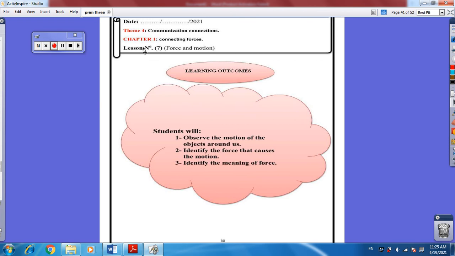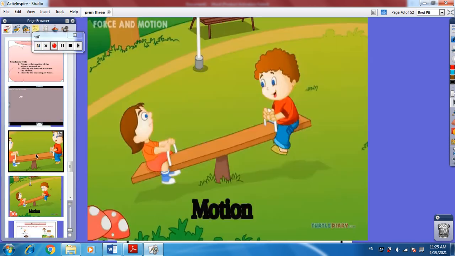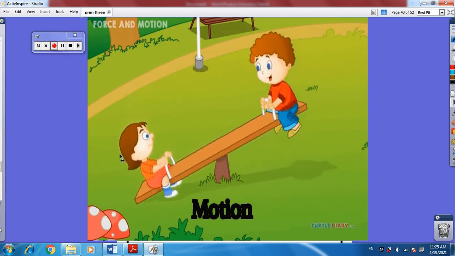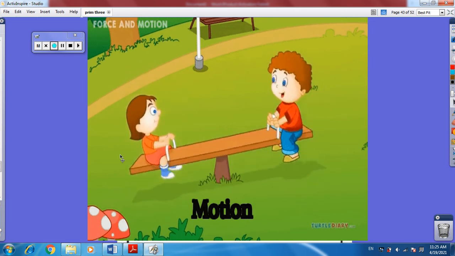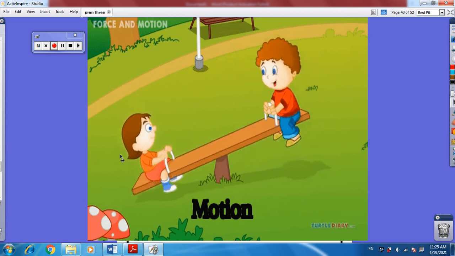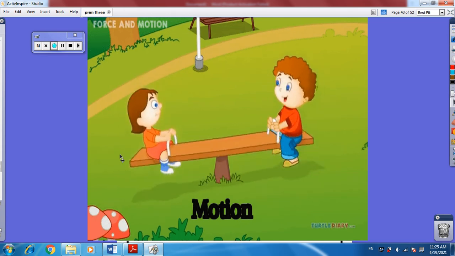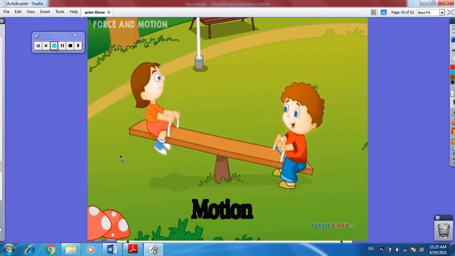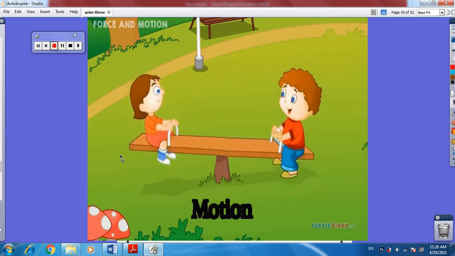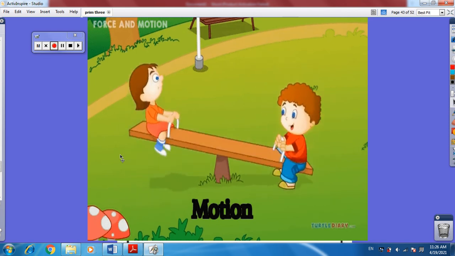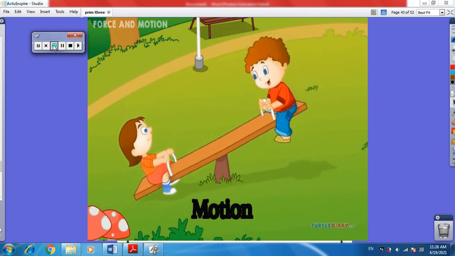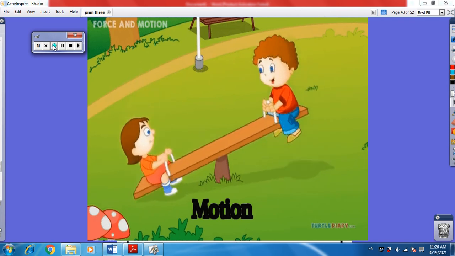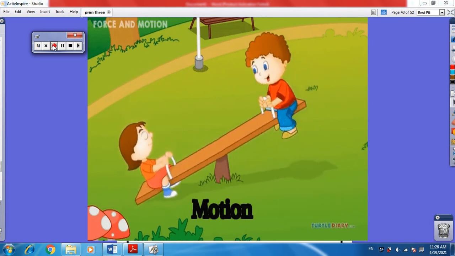Okay, now from this picture, I want you to tell me a simple definition for the word motion. What do you see in this picture? What do these boys do? I can hear my lovely students say, excellent, Primary 3. They play on the seesaw. Okay, so do you think these boys make a motion?